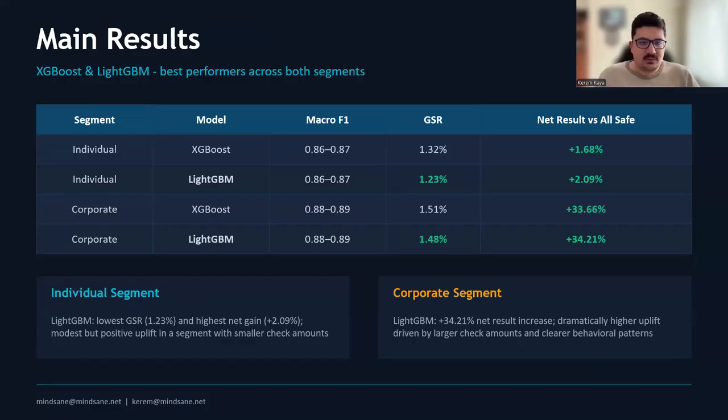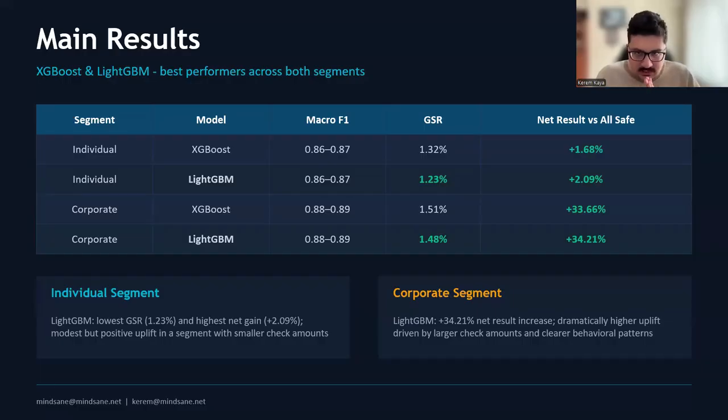Here we see the two main models' results, individual and corporate segments. As you can see, in individual, it scored around 87%, and in corporate, 89%. The gross sunk rates are vastly lower than the dataset's original values, which are around 3 and 5%, and here we have around 1 to 2%.